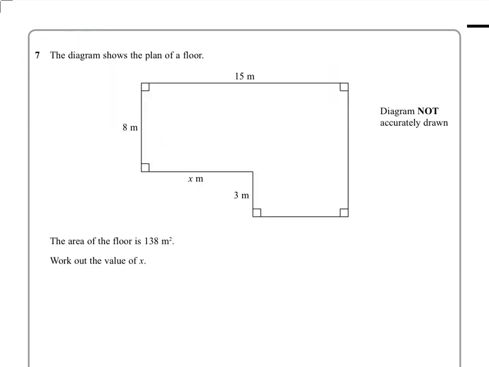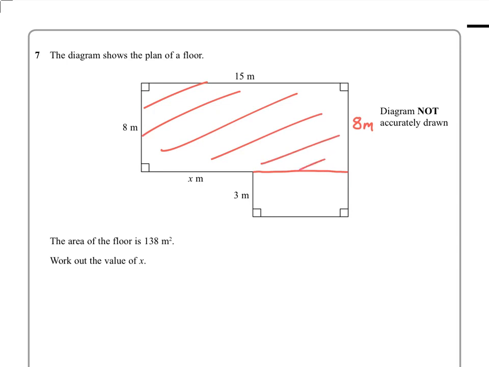Okay, next question. The diagram shows the plan of a floor. The area of the floor is 138 metre squares. Work out the value of x. Well, let's have a look at this one. I think what I'd do is I'd probably split this off here, and I'd have 3 here, and this is 8 still. So I'd have 8 metres times 15 would be all of this, and 8 times 15, that's 120 metres squares. And then for this one, this is a bit tricky.